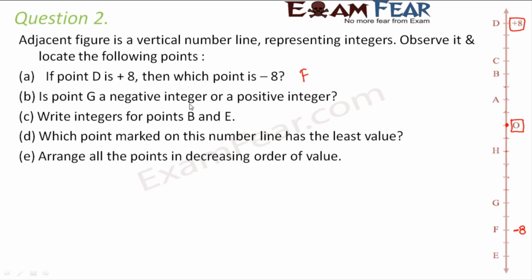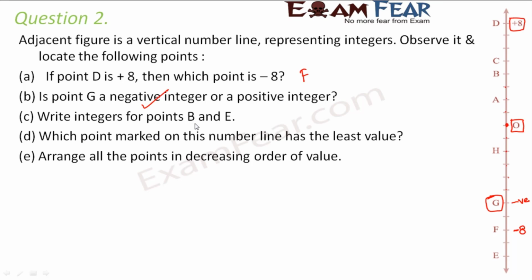Is point G a negative integer or a positive integer? Where is G? G is here. What do you think? Would G be negative or positive? Anything below is negative. So G would be a negative integer.